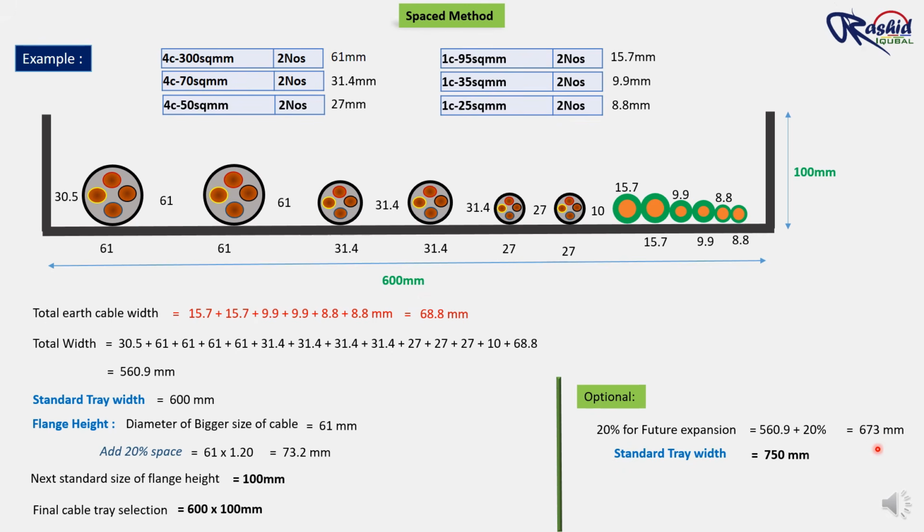So the standard tray width will be 750 mm, because 673 is not a standard size and is not available in the market. So we can go with the 750 mm size cable tray. The final cable tray selection will be 750 by 100 mm. This is only if you consider 20% extra space; then you can go with a 750 by 100 mm cable tray. Otherwise, I selected here a 600 by 100 mm cable tray. I did not consider 20% extra for future use, so I selected here 600 by 100 mm.